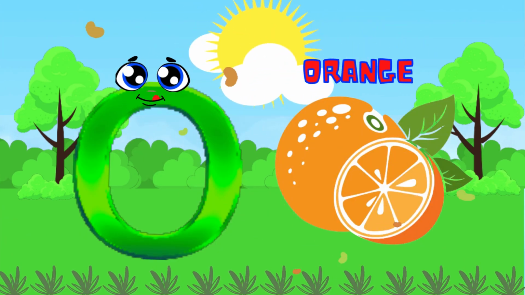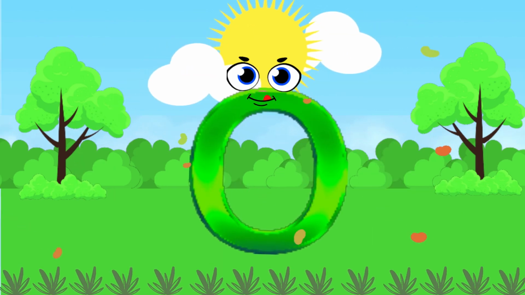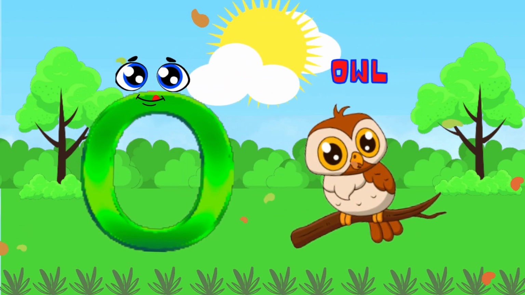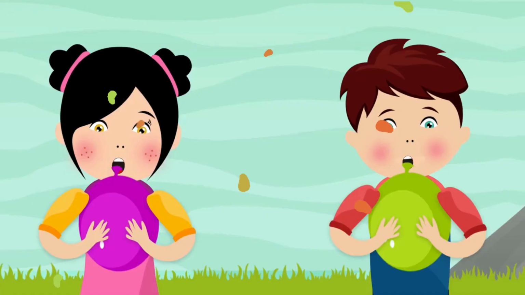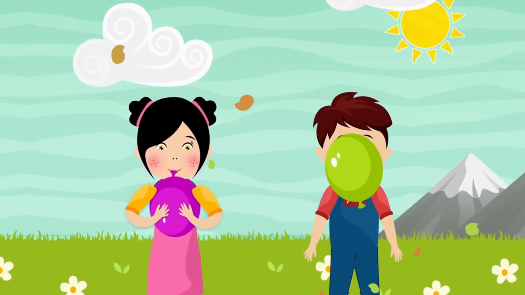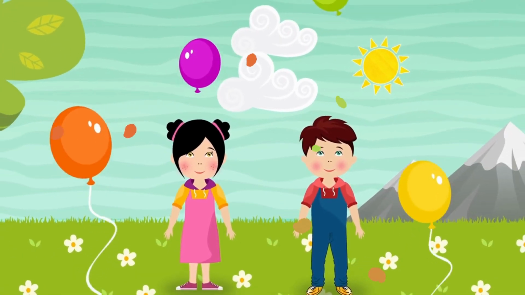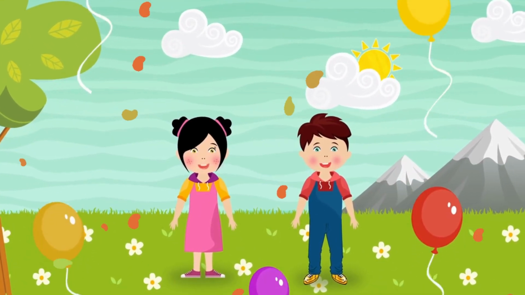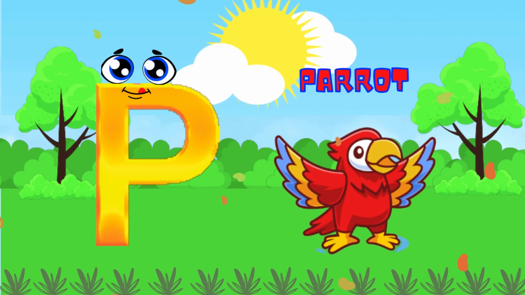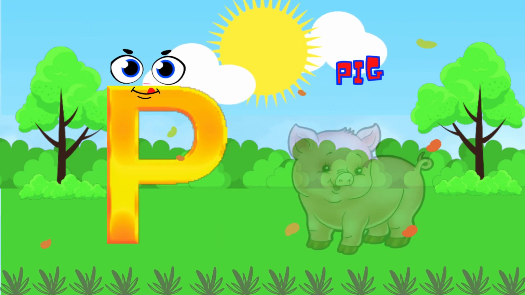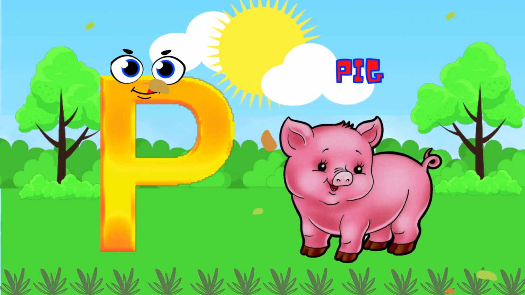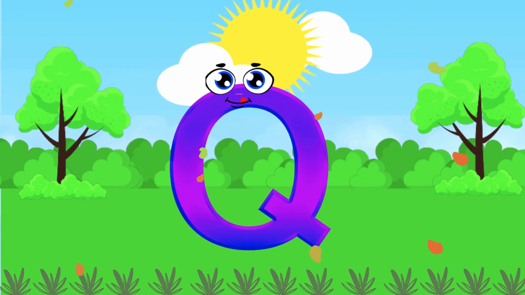O is for orange. O, o, orange. O is for owl. O, o, owl. P is for parrot. P, p, parrot. P is for pig. P, p, pig.